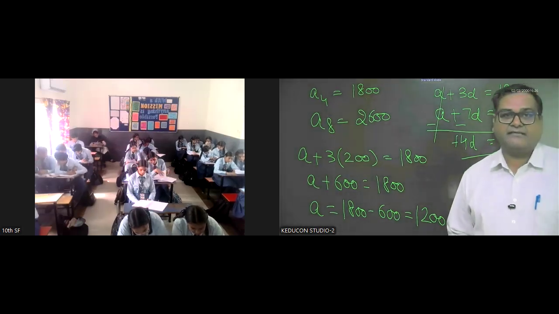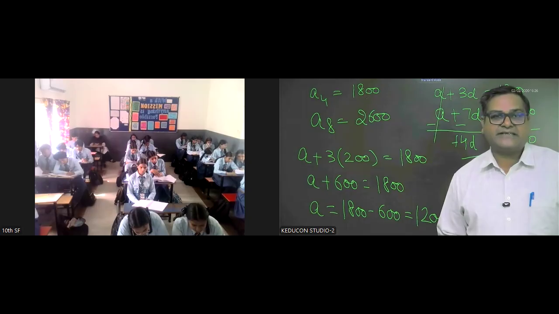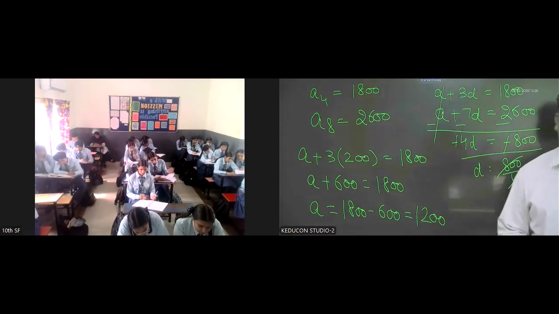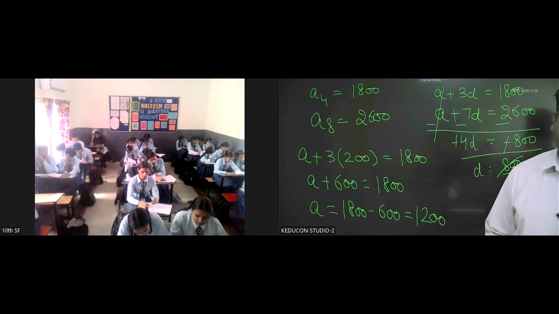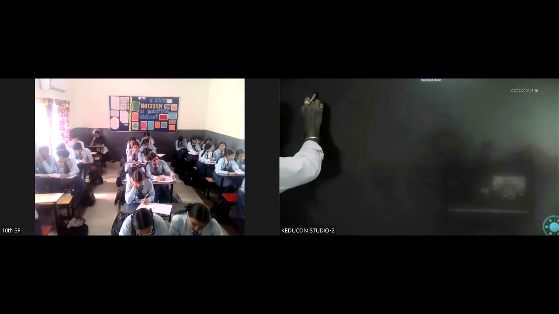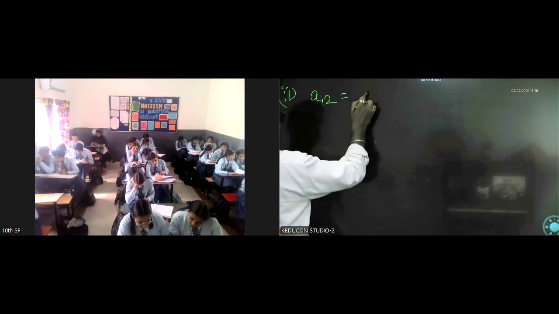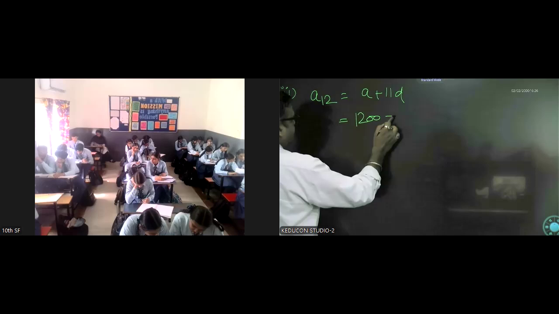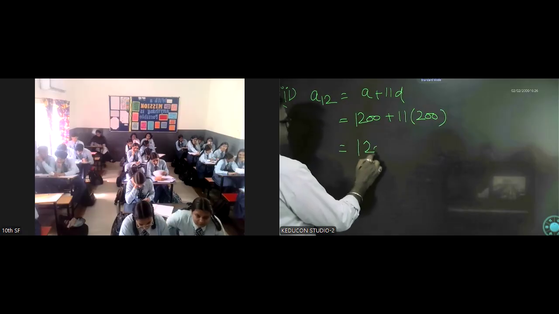A plus 11D. You have to find the production in the 12th year. That means A plus 11D. A is 1200 plus 11 into 200 because D is 200. So we will simplify this. How much will you get? 1200 plus 2200. That comes out to be 3400. Those students who have not done it, please complete this question.